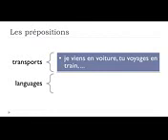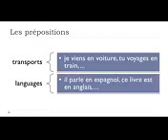Other use is the languages. So for instance, il parle en espagnol. Parler is to talk, or to speak. He speaks in Spanish, en espagnol. Or then, ce livre, this book, est en anglais. This book is in English, en anglais.